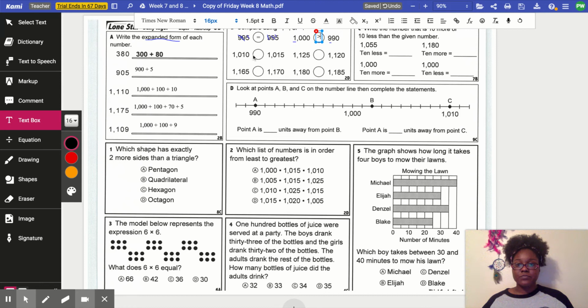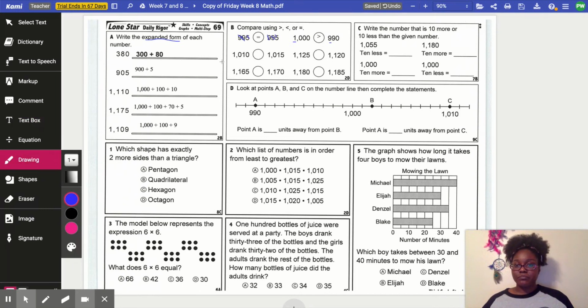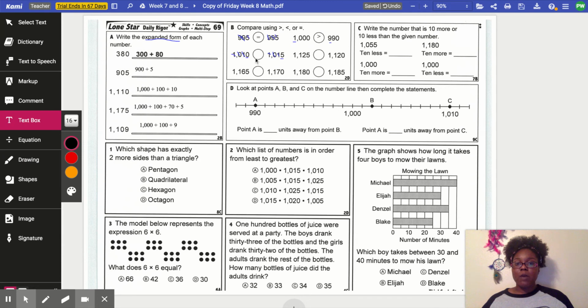Right. Then I have 1,010 and I have 1,015. I have a 1 in the thousands on both, 0 in the hundreds on both, 1 in the tens place on both. I have a 0 in this ones place, and I have a 5 in this ones place. So I know that 1,010 is less than 1,015.